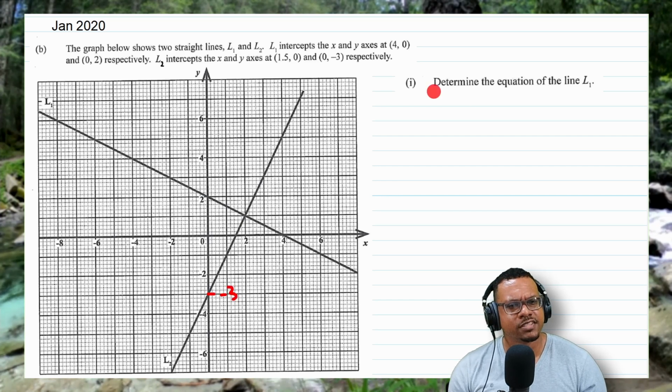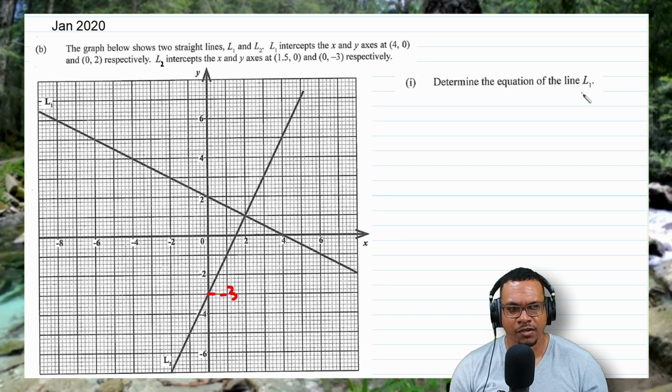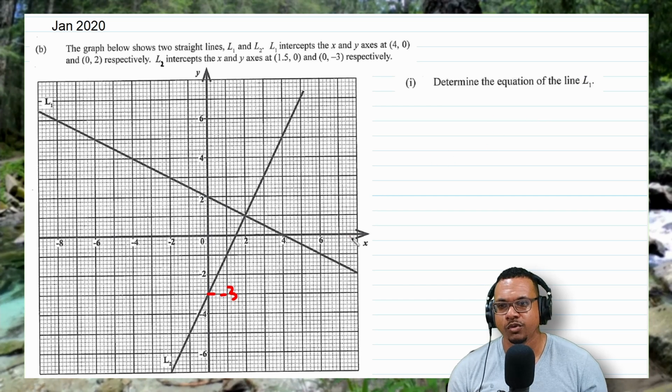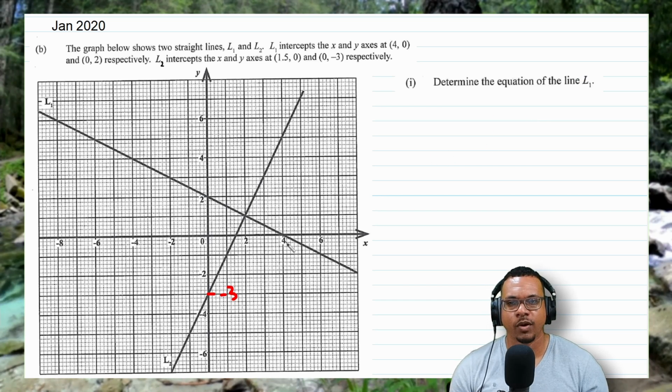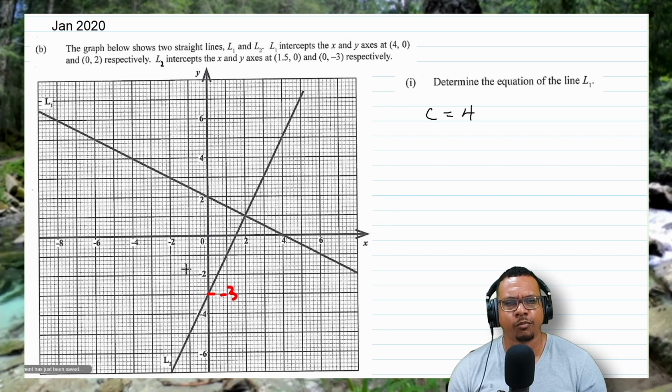Now what I want us to do is to determine the equation of line 1. So now the equation is in the form y equals mx plus c, and we need to state what is m and what is c. Now for L1, we know the y-intercept. This is L1 here. The y-intercept is 4. So off the bat, we could write that c is equal to 4. And now we just need to determine what is m. So I'll just form my right angle triangle.